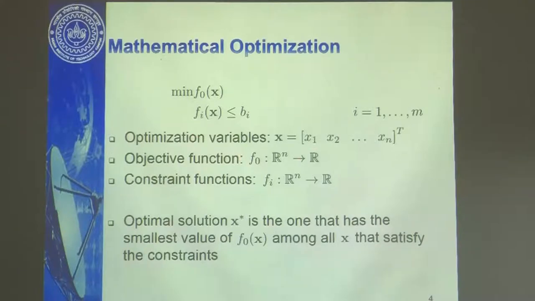In an optimization problem, these are the so-called optimization variables, x1, x2, up to xn. There is an objective function associated, that is something that you want to minimize, and there are constraint functions associated that you may want to adhere to. In our case, for example, we have already talked about the optimization objective. The objective was delay or cost, and the constraints could be that your placement should be valid, not everything should be placed at one location. The optimal solution x star is the one that has the smallest value of f naught of x among all x that satisfy these constraints. Generally, there can be many such constraints.